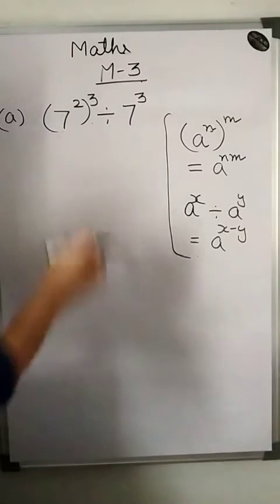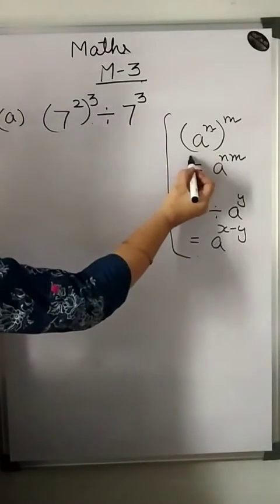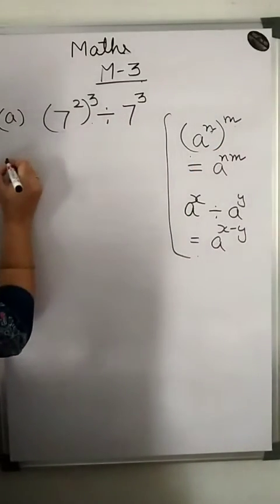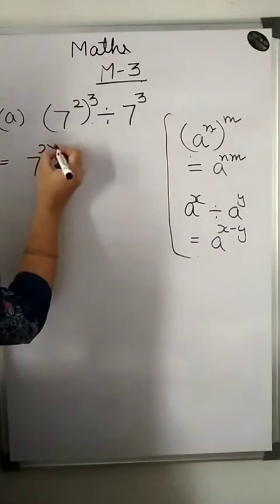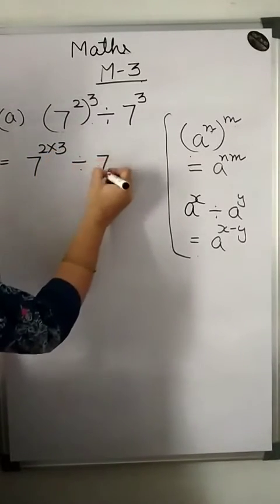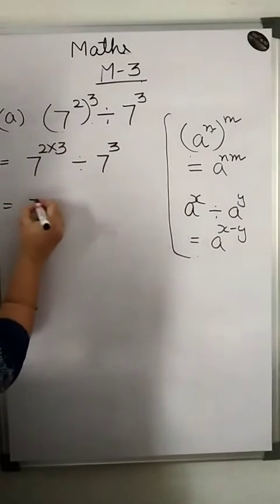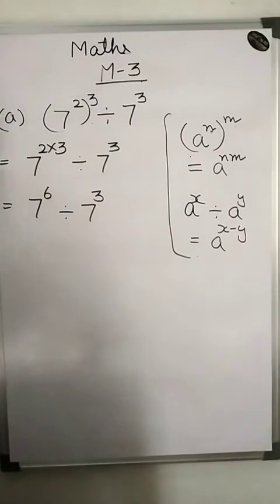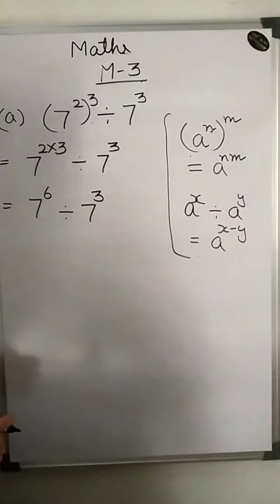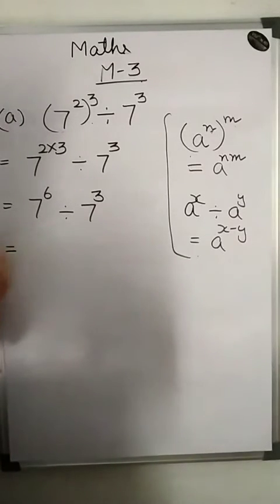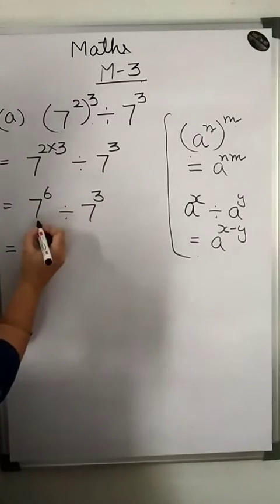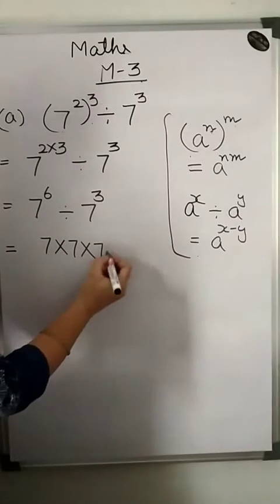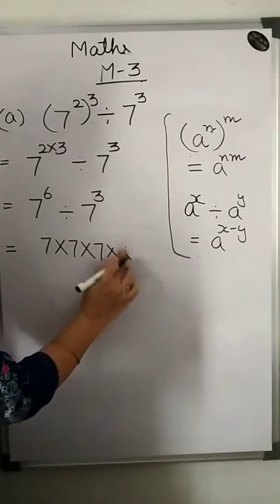Okay, so first we calculate this one. Just see, we apply this formula here, power to the power. So we multiply these two powers together. So it becomes 7 to the power 2 multiply 3, divided by 7 to the power 3. 2 3s are 6. 7 to the power 6 divided by 7 to the power 3. Now these two are in division. Either we apply a formula or we can do one more thing here. 7 to the power 6, we write down 7 six times.